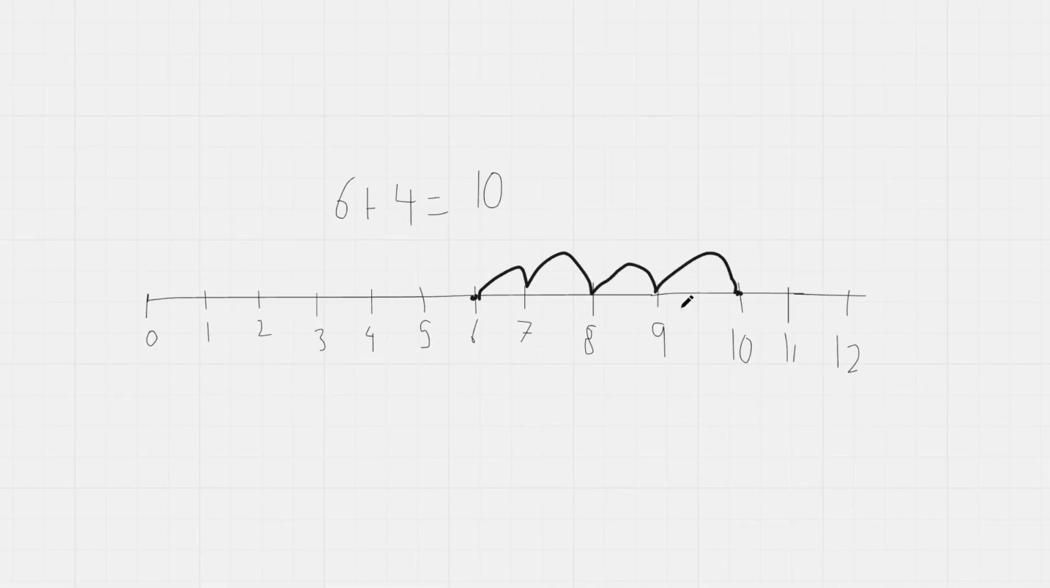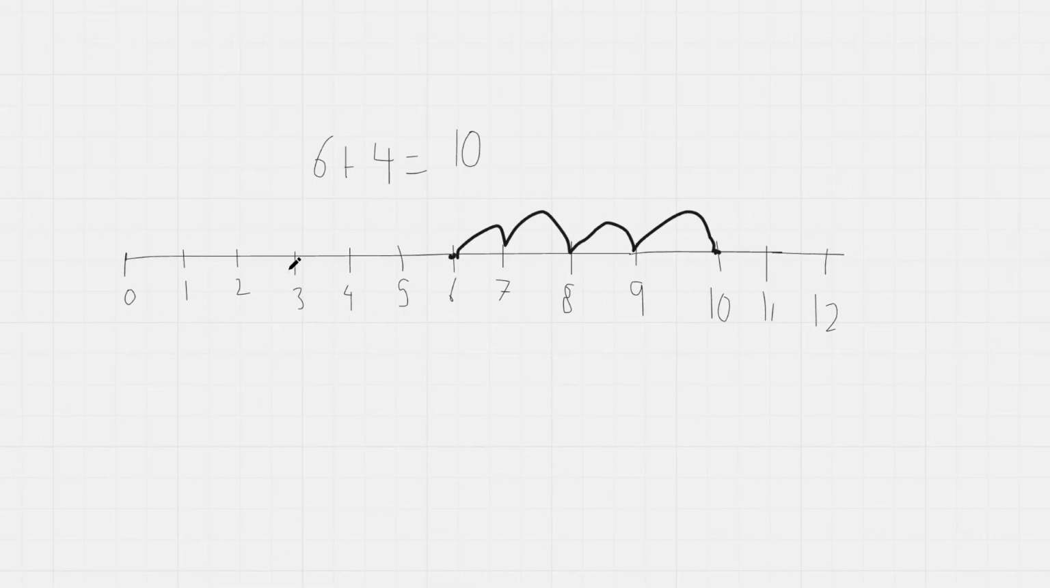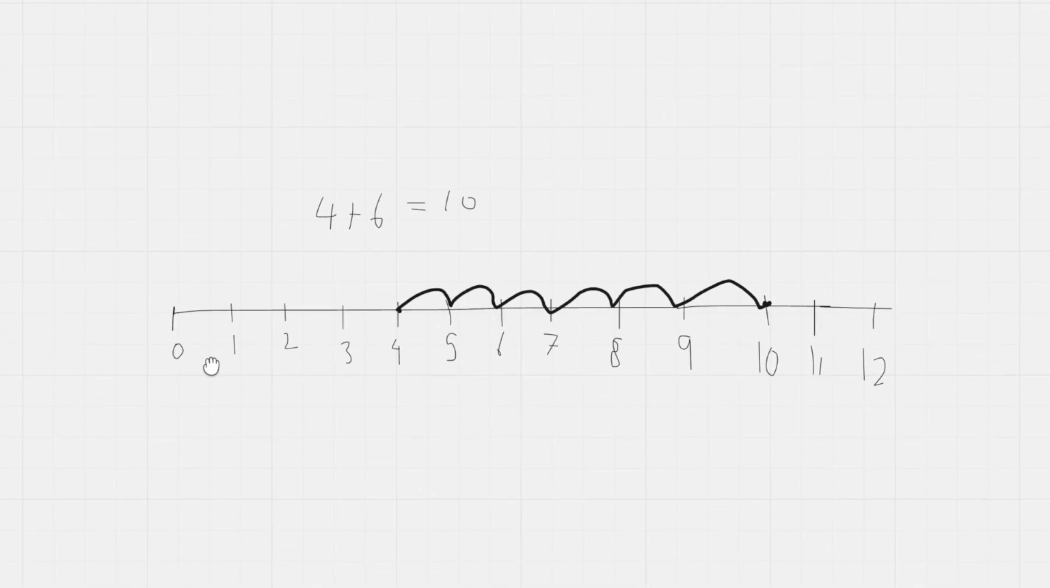And we can also represent it on a number line. So if we start out with 6, we just have to move to the right by 4, which gives us 10. If we start out with 4, move to the right by 6, which gives us 10.